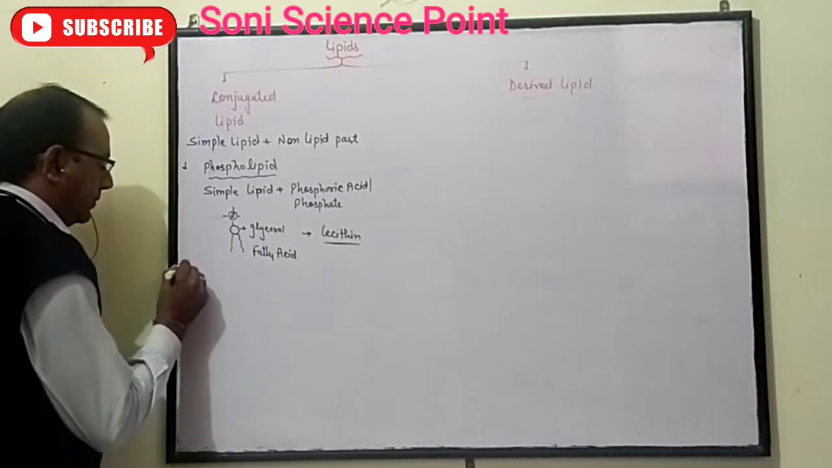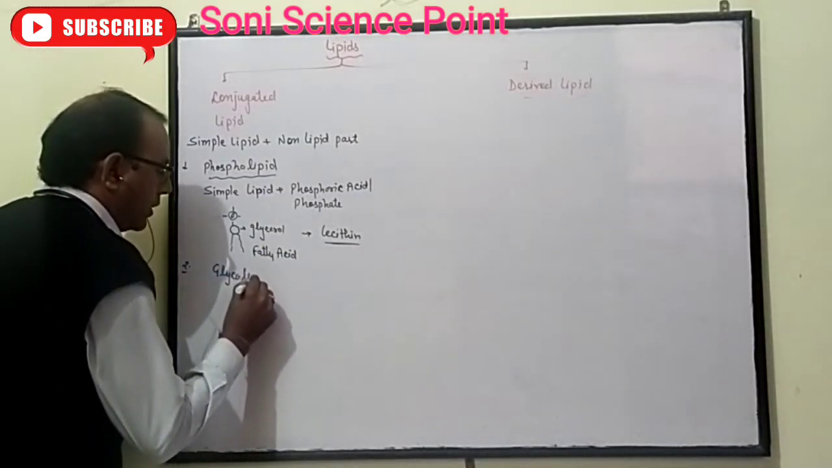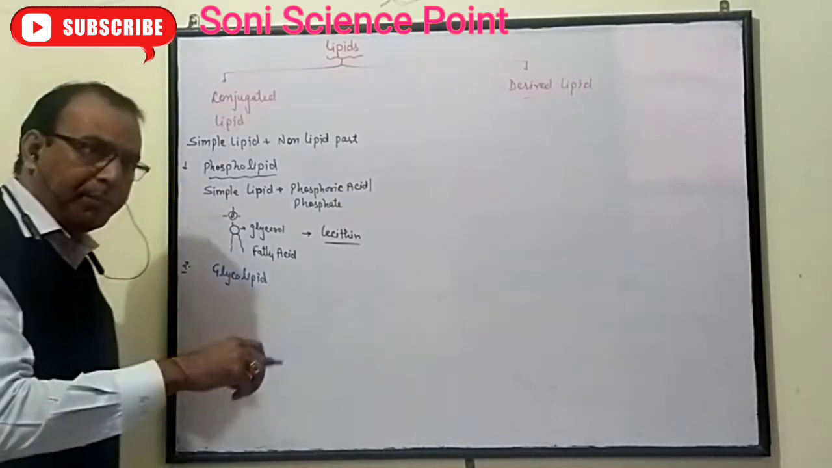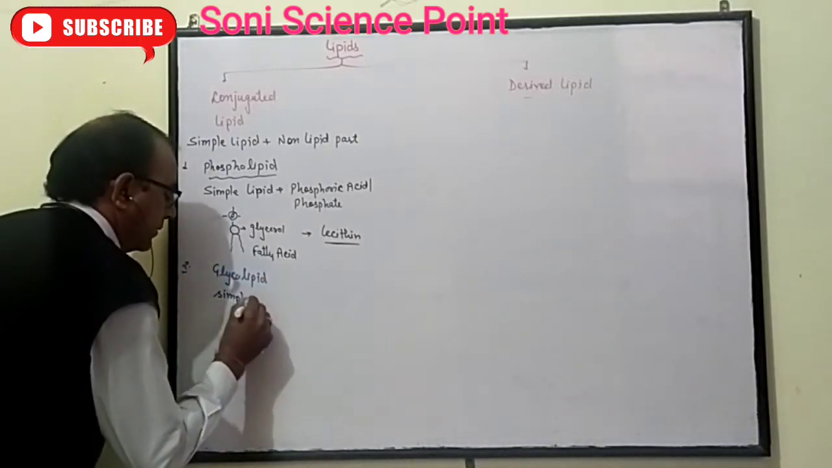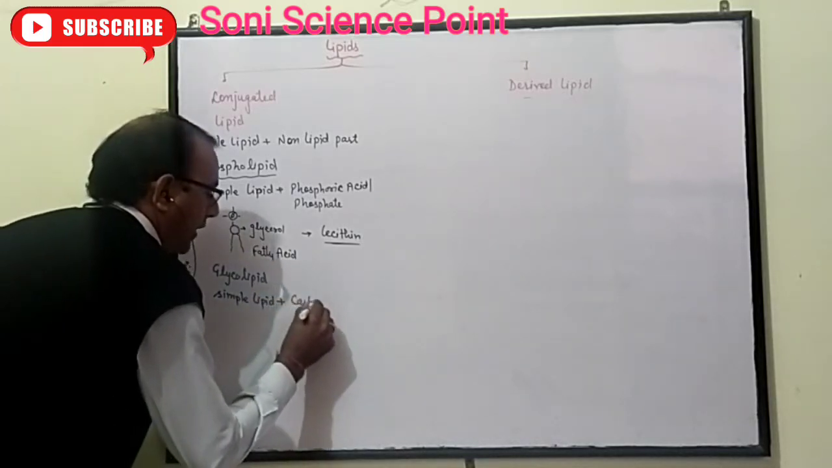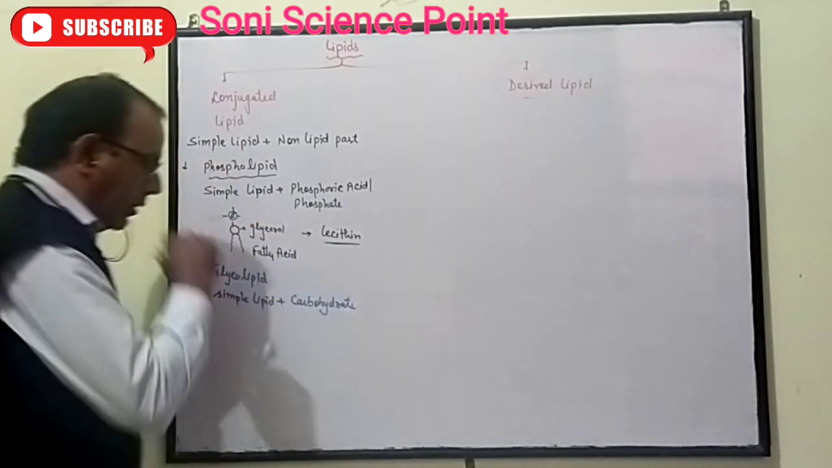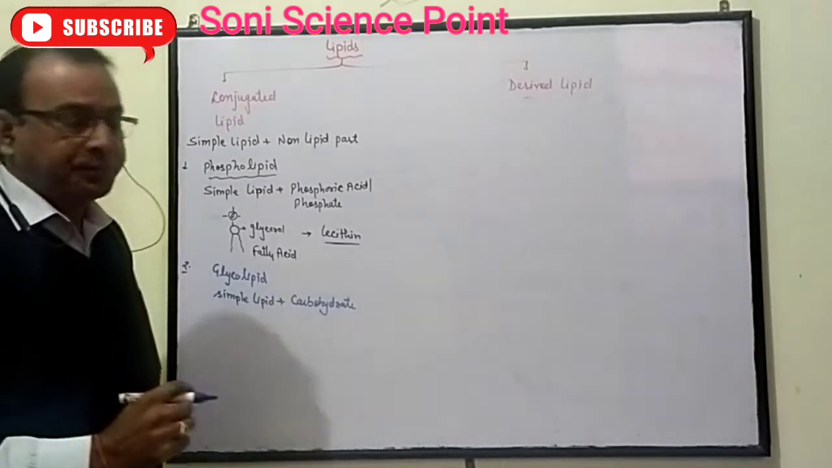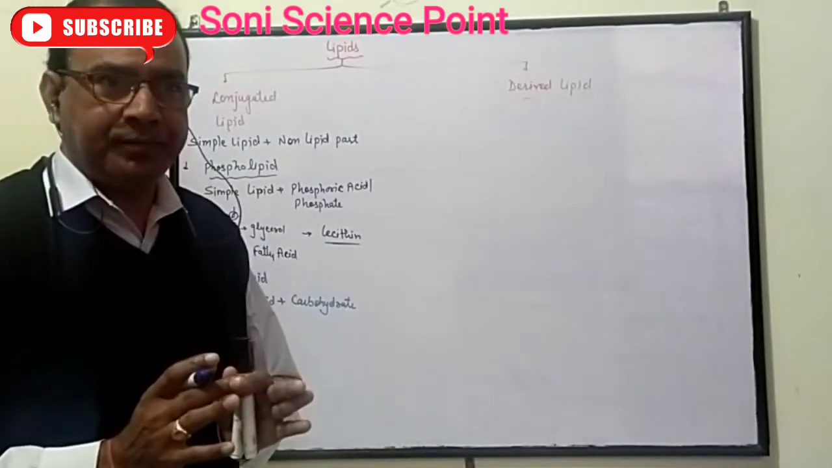The next one is glycolipids. Glycolipid is the lipid which contains simple lipid plus carbohydrate. That is called glycolipid. As we have seen, the cell membrane is made up of a bilipid layer.